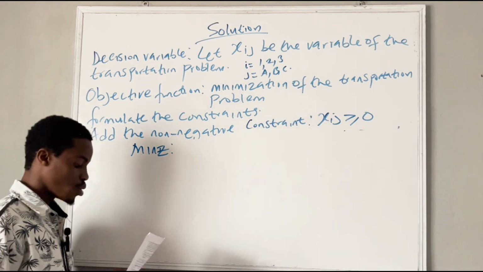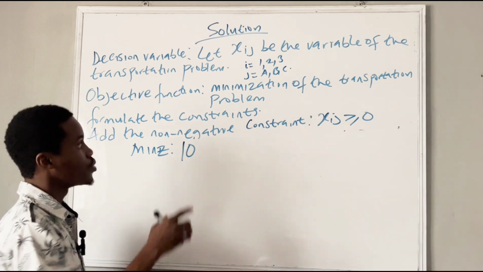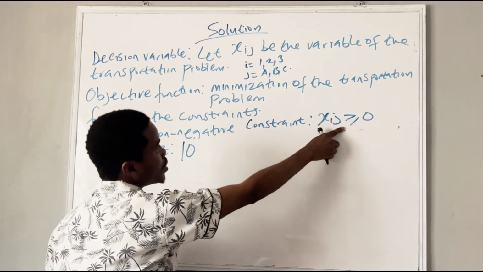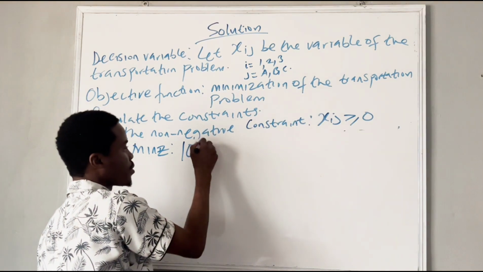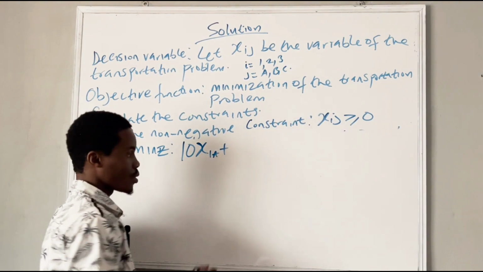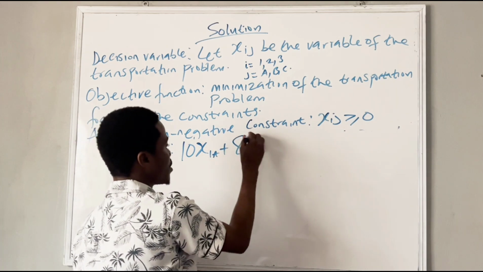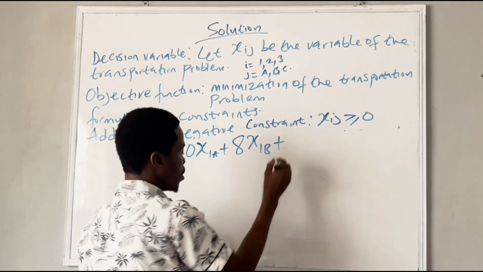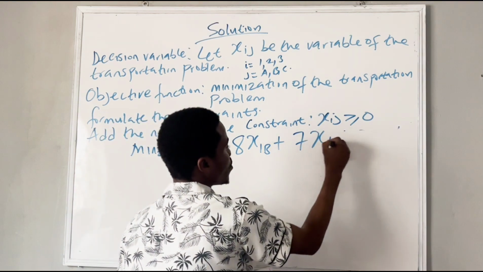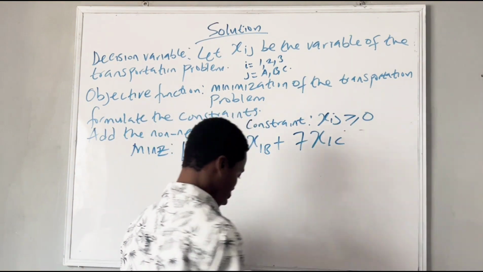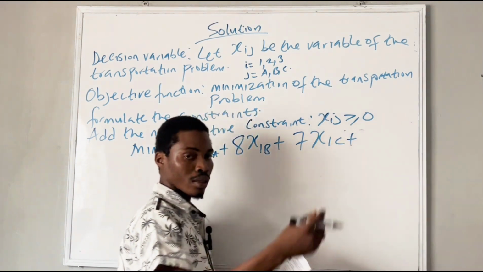So in Ilorin we have 10, then we add it with our decision variable. Our decision variable is Sij, which means our i is 1, 2, 3 and our j is A, B, C. Now I have 10x1a plus, on Ilorin on B we have 8x1b. On Ilorin we have 7x1c.